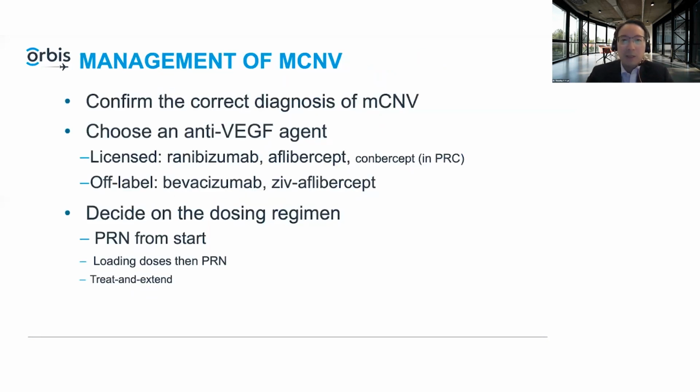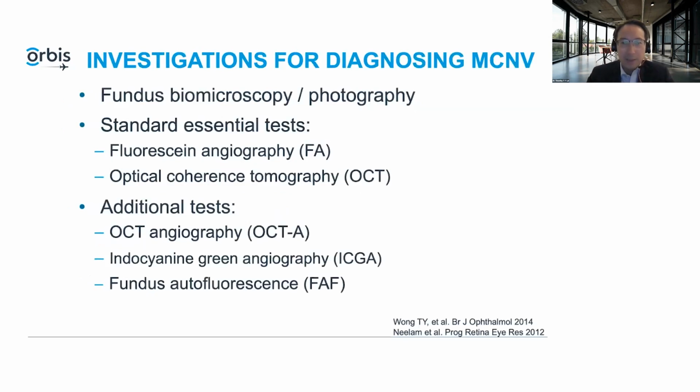In terms of treatment, how to manage them. Firstly we confirm the diagnosis of myopic CNV and then choose an anti-VEGF agent. You can use a licensed one, ranibizumab or aflibercept in China. We also have conbercept. Off-label use is bevacizumab. Then you can decide on a treatment regimen using PRN. Mostly we use PRN, so one or two doses and then as needed. For very few patients with ongoing large lesions, we might consider loading doses or treat and extend.